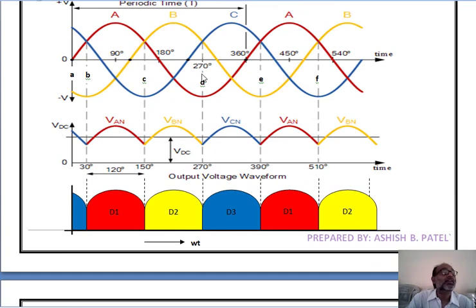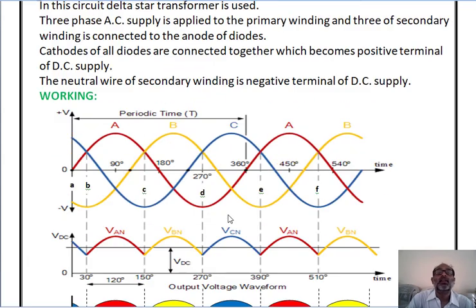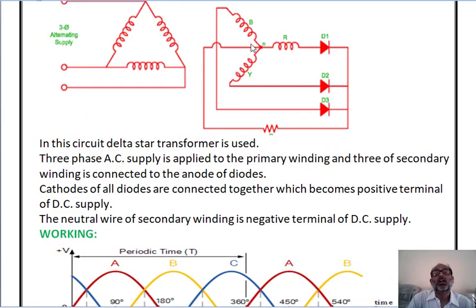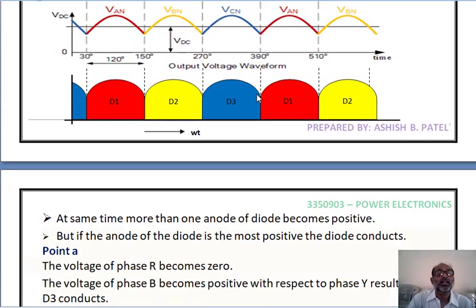Similarly, at point D, here you can see the value of R phase or A phase is negative, but the value of this B phase or C phase is positive with respect to the voltage of Y phase or B phase. So during this condition, diode D3 conducts, and current still flows from B to D3, then RL and the neutral terminal of the secondary winding.